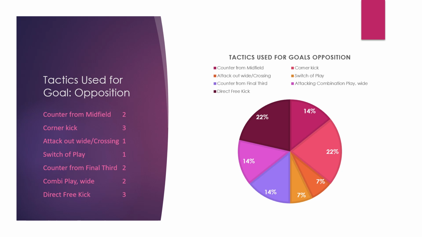Other popular ways of scoring against us, we have a combi wide play. We have counter from the final third. Counter from the final third, that's building out of the back and us losing the ball. That's what that is. So that happened about 14% of the time. Switch of play happened once.